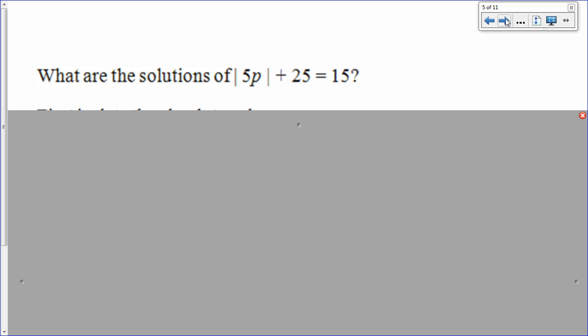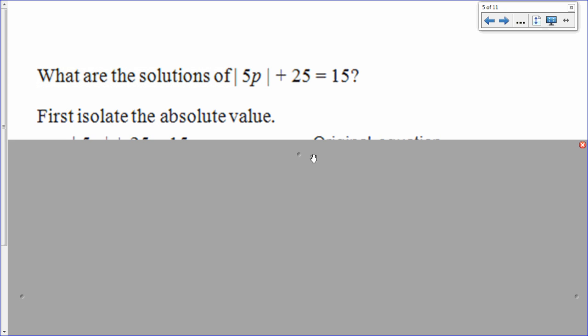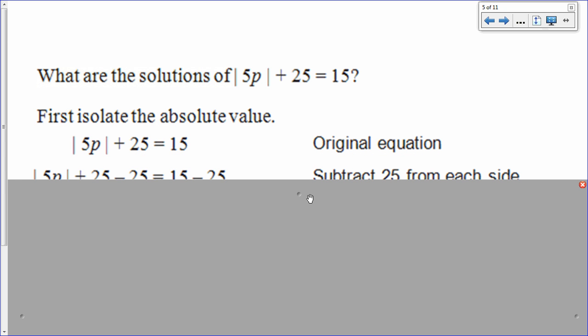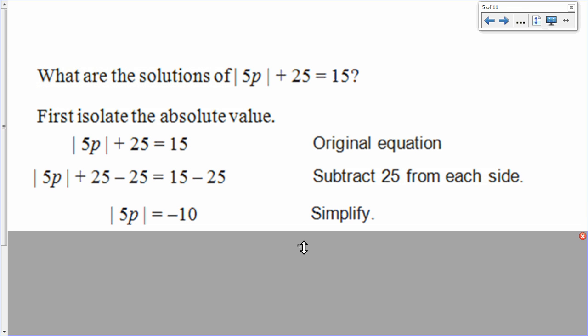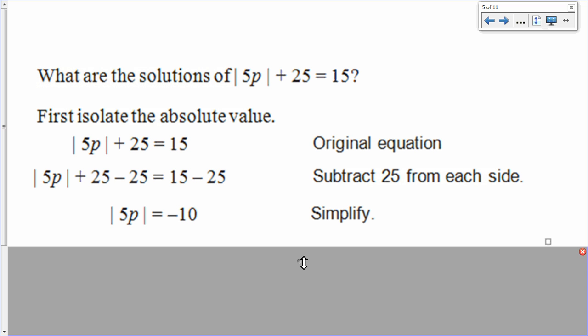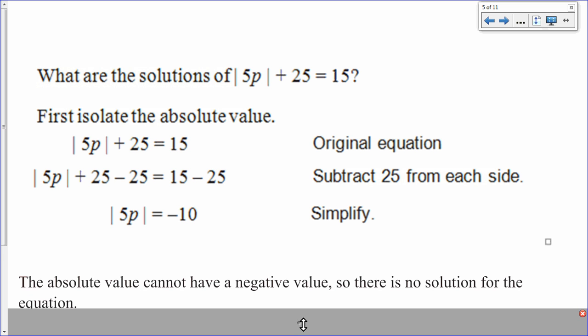What are the solutions of the absolute value of 5p plus 25 equals 15? I'm going to start out by trying to isolate the absolute value. Subtract 25 from each side, and we end up with the absolute value of 5p is equal to negative 10. If you remember, that's not possible. Absolute value must equal a positive number. So in this instance, there is no solution for the equation.